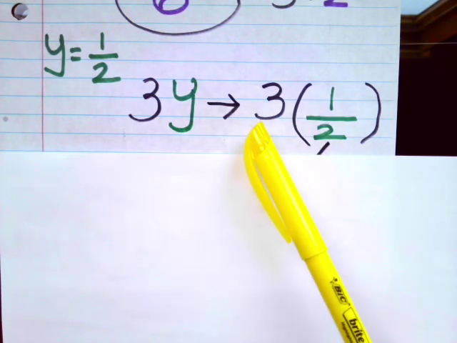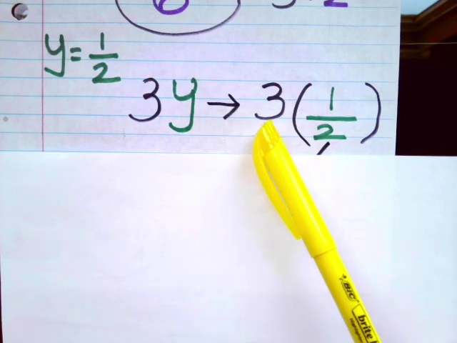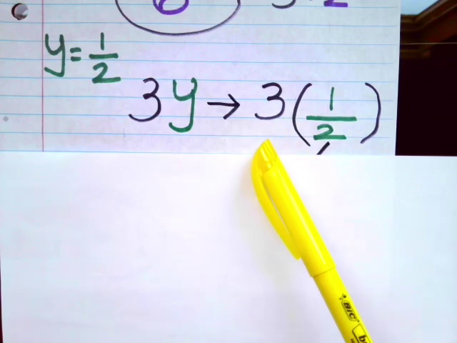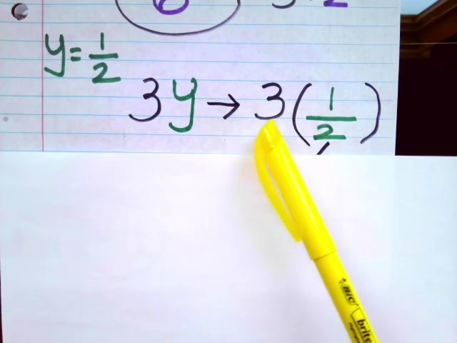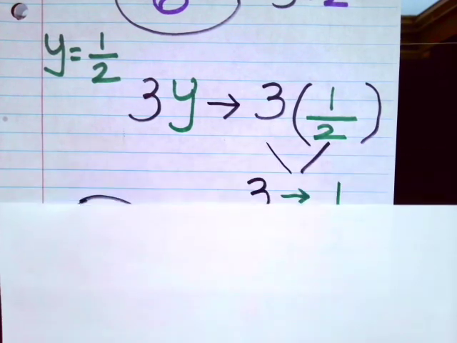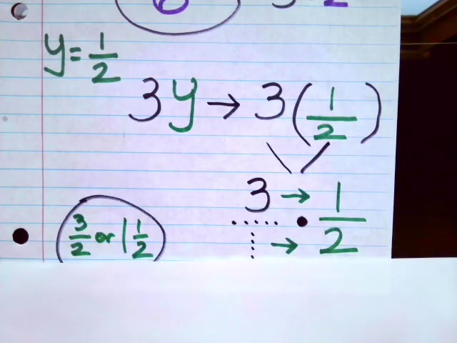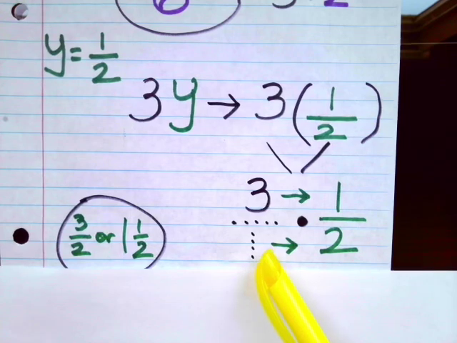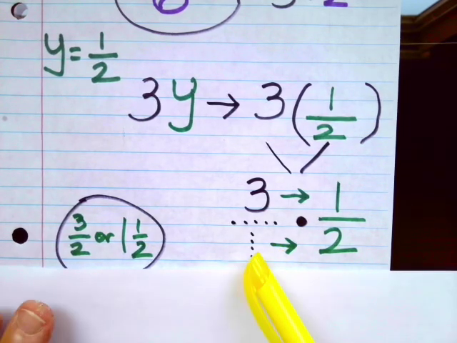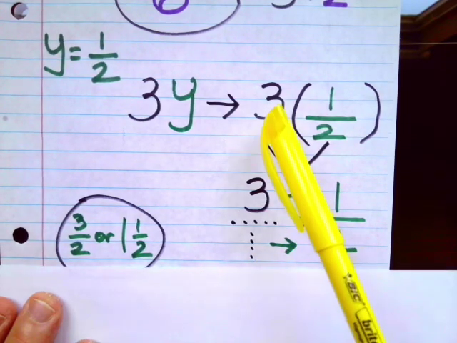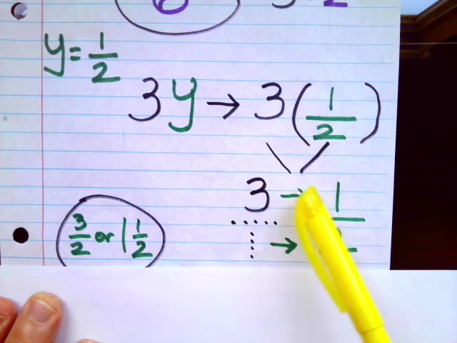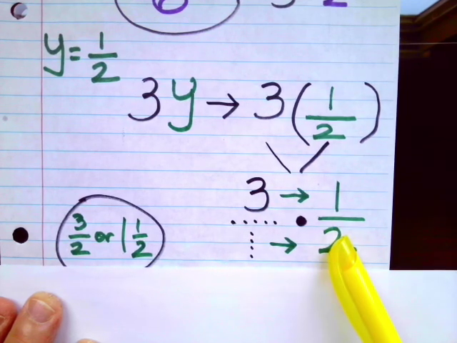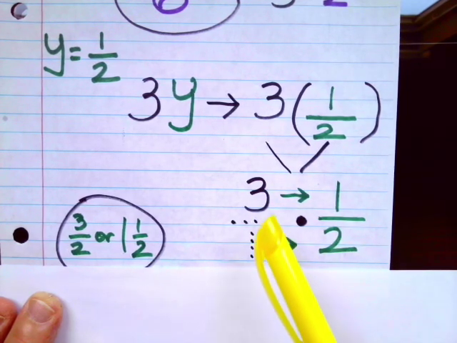Now remember we talked about those invisible ones? There's an invisible one in the denominator's place underneath this 3. And I'm going to show you that now. Showing those invisible ones will clarify what you need to do. And when you multiply fractions, you multiply top to top and bottom to bottom. This is helping to clarify what you need to do.